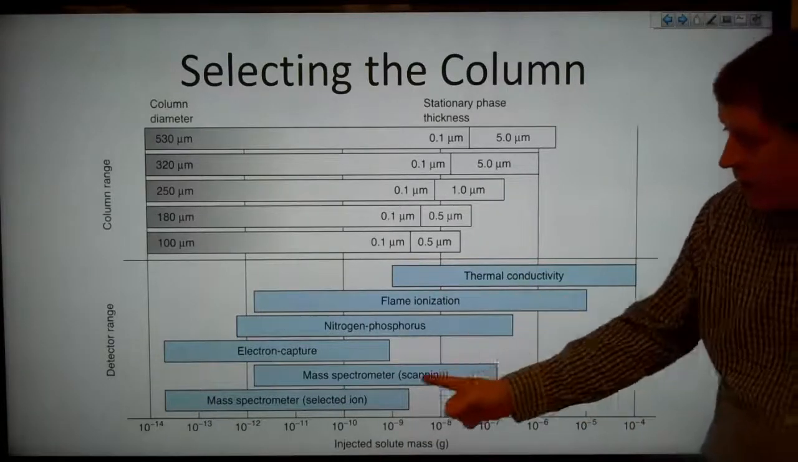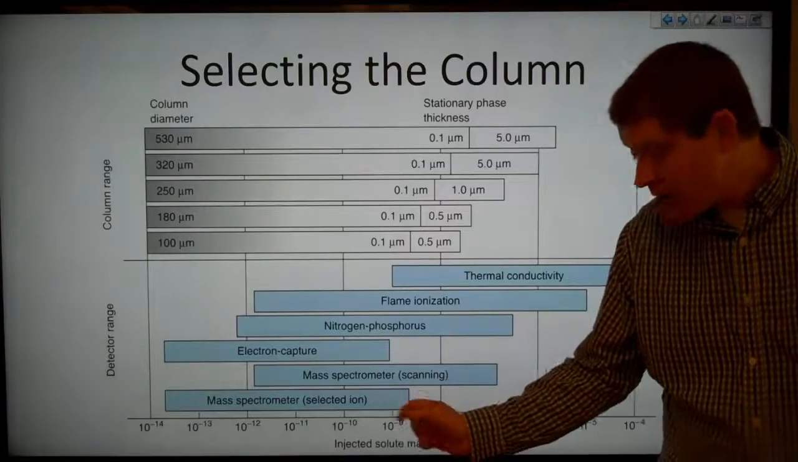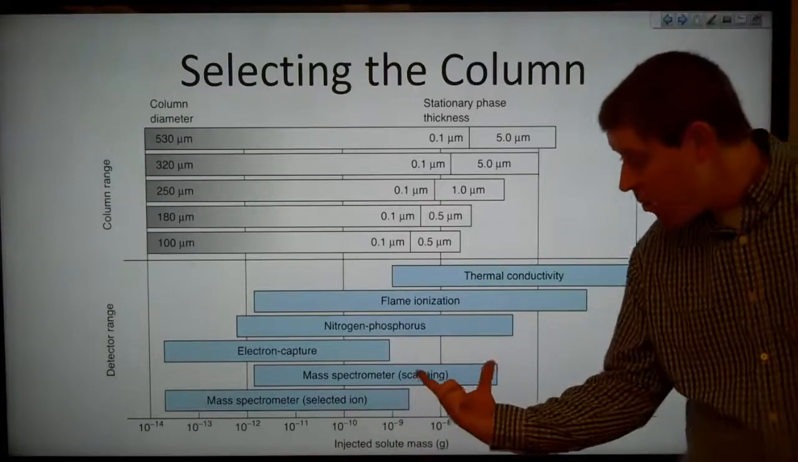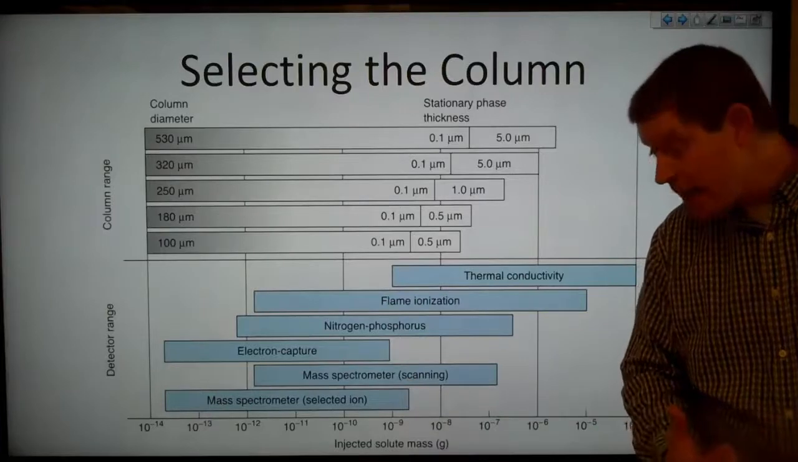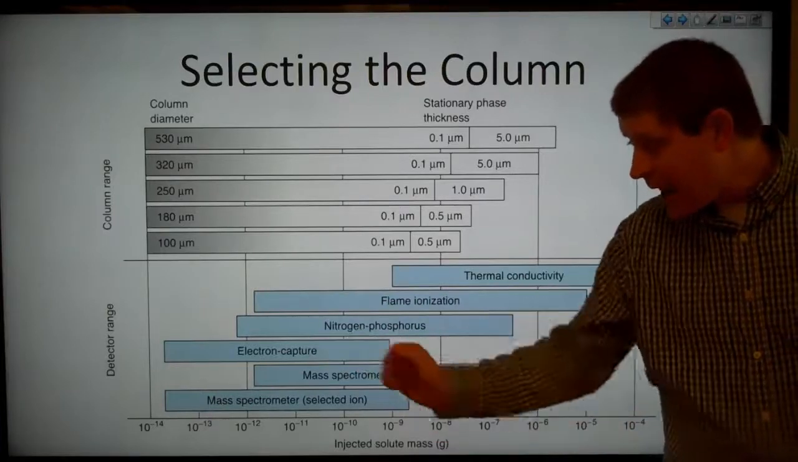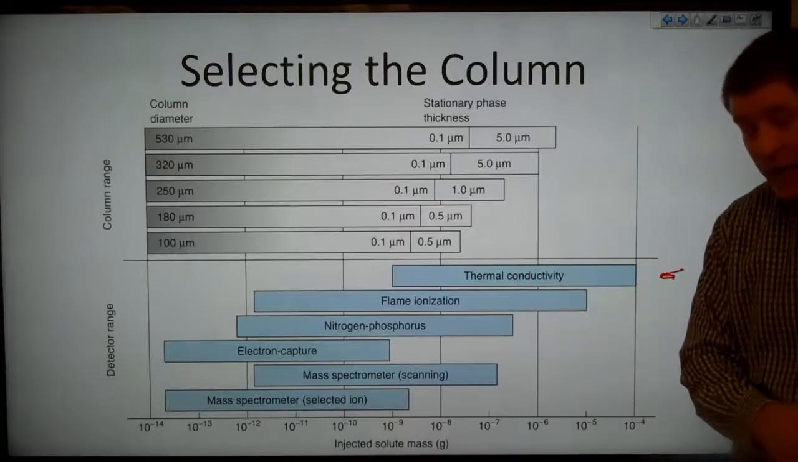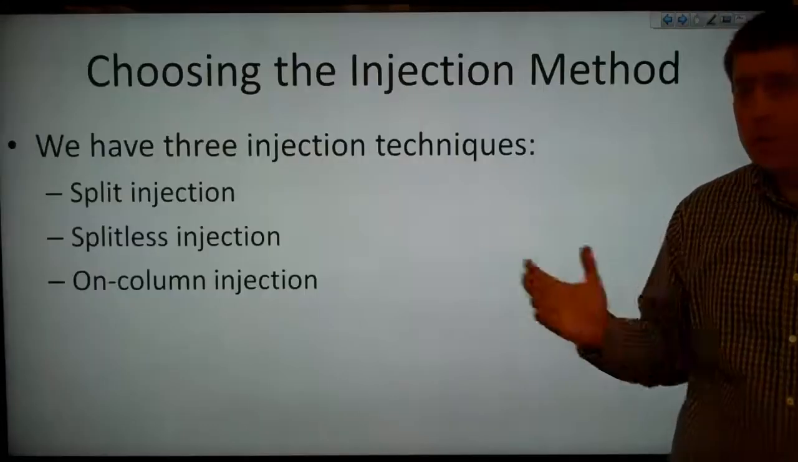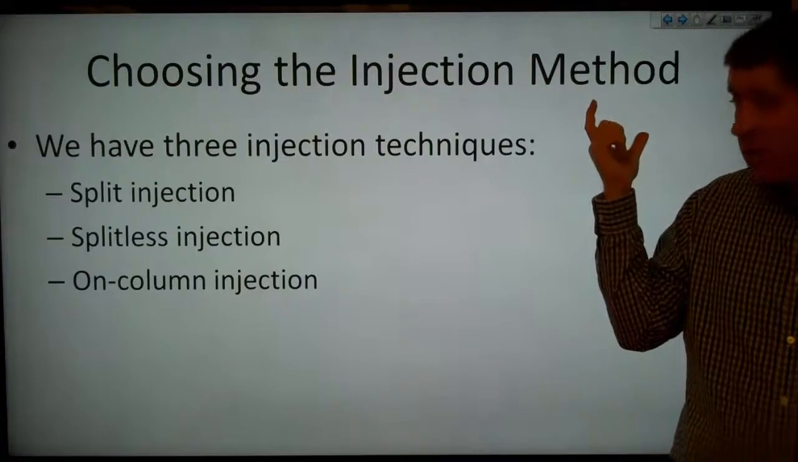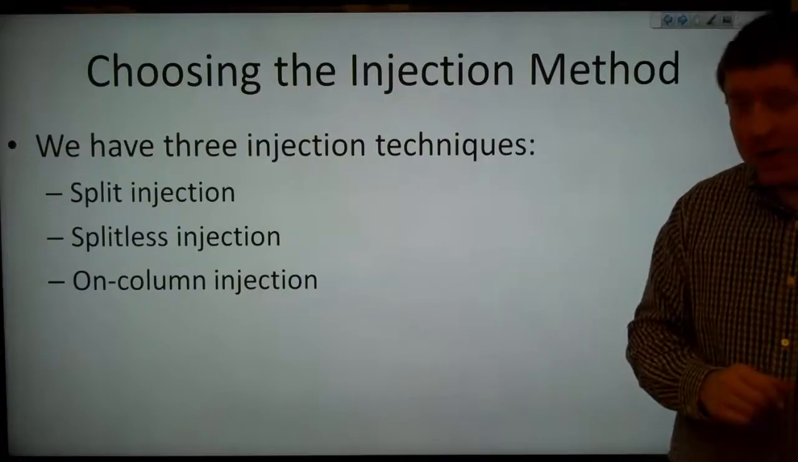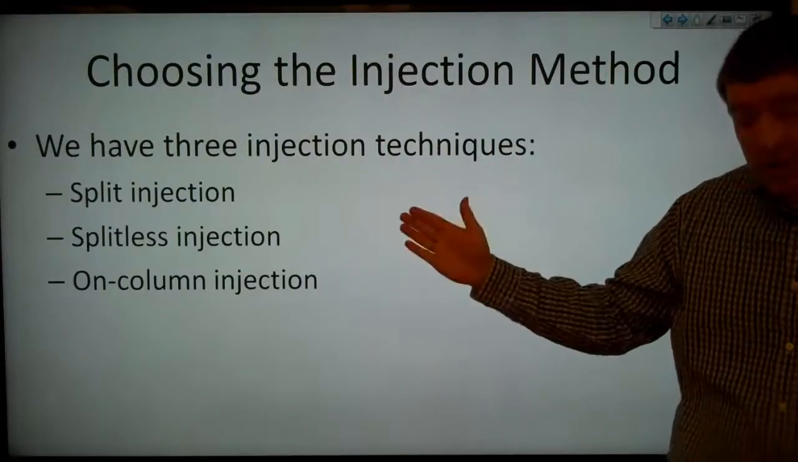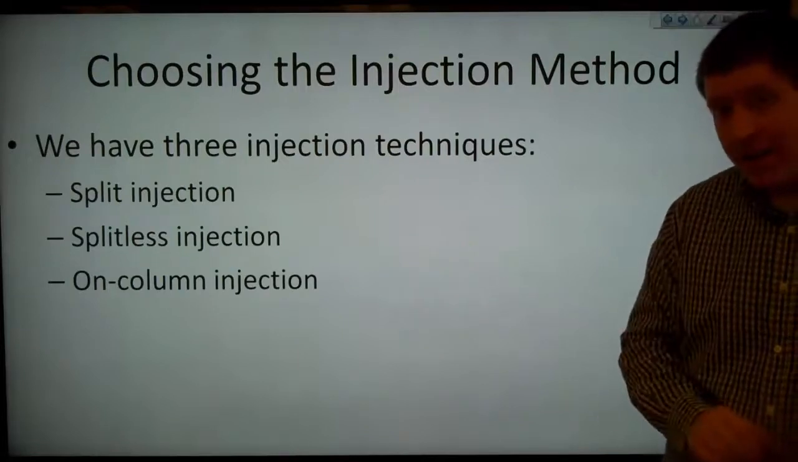So you can see that the mass spectrometer in selected ion mode is more sensitive than the mass spectrometer in scanning mode. The electron capture detector is very sensitive. The thermal conductivity detector is not very sensitive. So that brings us now to the injection method. We have 3 injection techniques: split injection, splitless injection, and on-column injection.